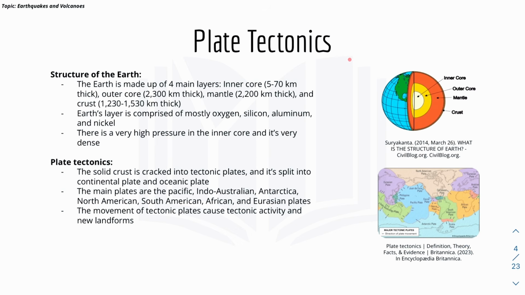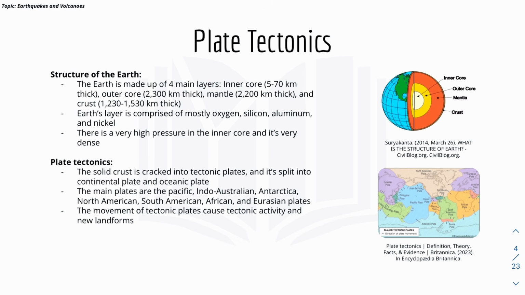And now we'll look at plate tectonics. So here we have the structure of the Earth, and it's made out of four main layers. The inner core right here, the outer core, the mantle, and the crust. And here we have more notes on plate tectonics. The solid crust, which is the outermost layer, is cracked into tectonic plates, and is split into continental plates, where continents are on it, and oceanic plates.